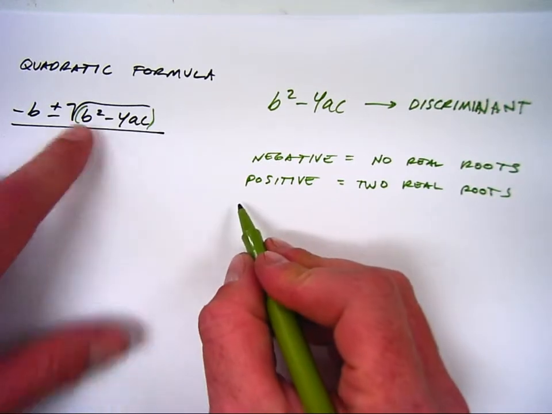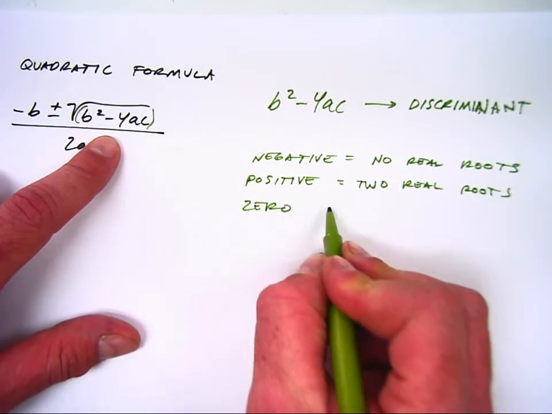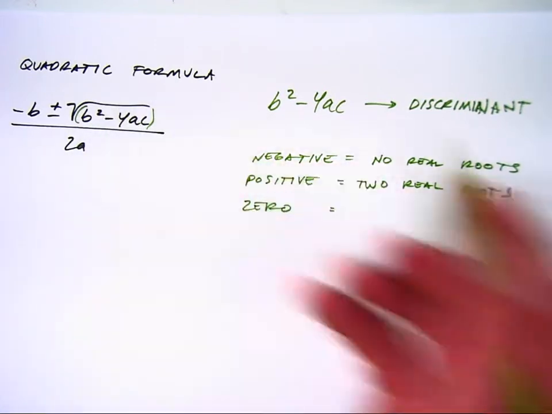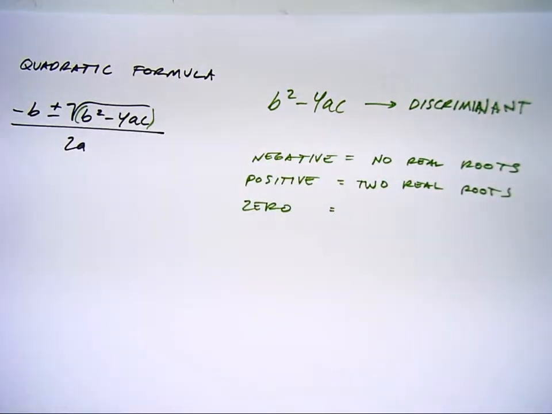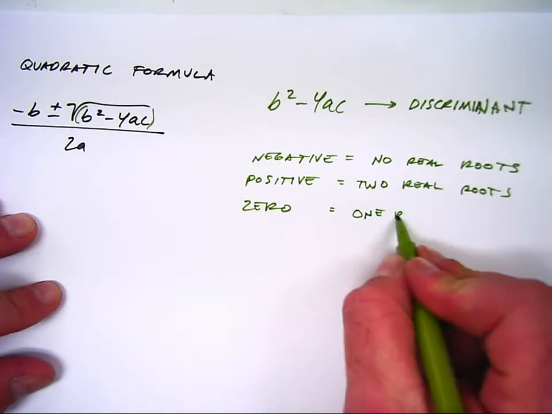And then if this part equals 0, then plus or minus 0 is only going to equal the same thing. So plus or minus 0 means you're not going to have two different solutions, even though there's a plus and minus. So we're only going to have one real root.